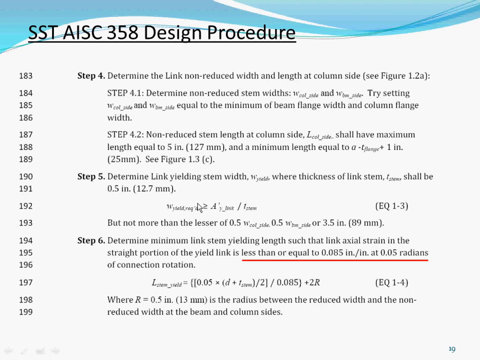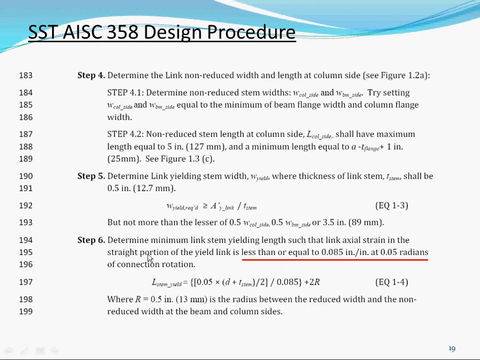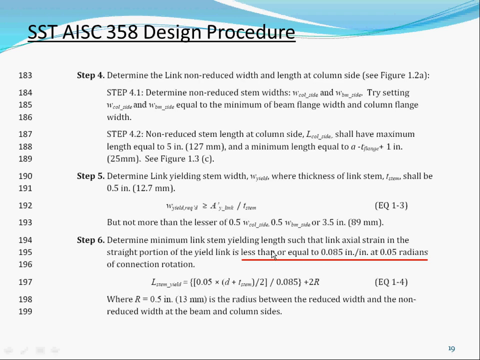So step 5 is now to actually calculate what is your yield width. So that's how you calculate it. Once you know the area, the thickness is always the same, so then you could calculate the width. So that's the strength. Step 6 is actually limiting the yield length to try to calculate a length. So your strain is equal to or less than 0.0585. And that's one assumption that we made, 0.085 radians.